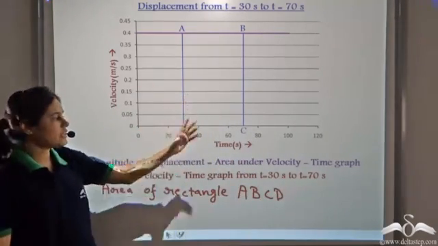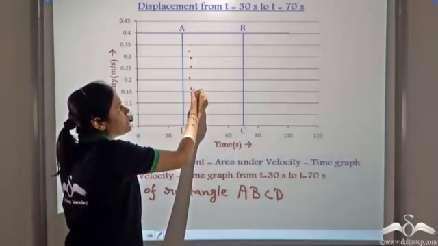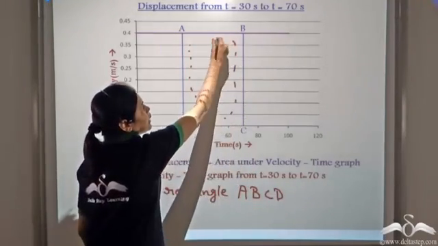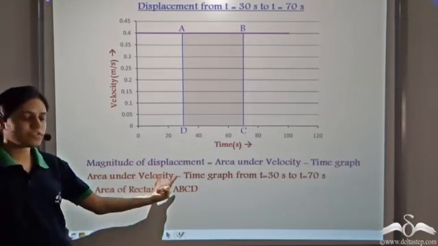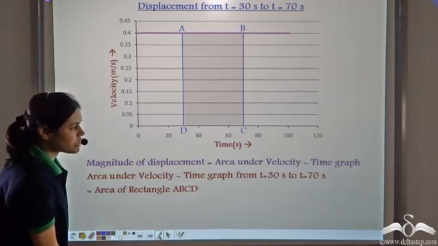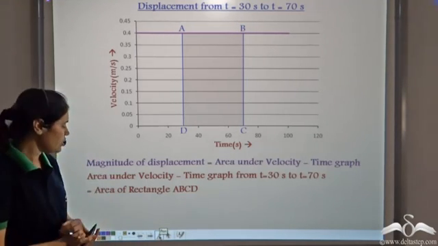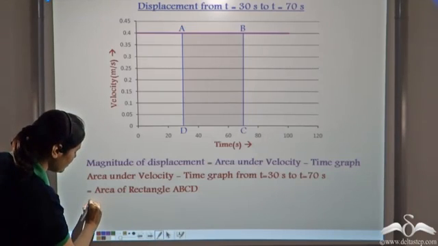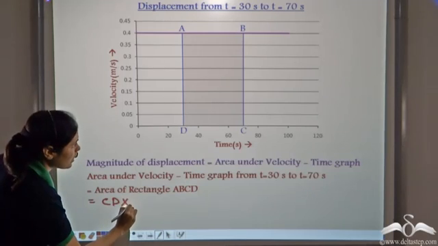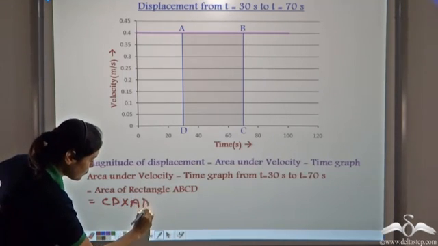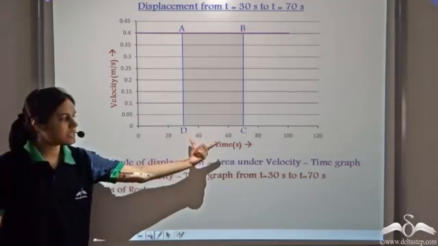Because we want to calculate displacement from 30 to 70, we consider only this region inside this rectangle. So the area of this rectangle will give us the magnitude of displacement. What is the area of a rectangle? It is equal to length into breadth. So area of rectangle ABCD will be equal to CD into AD.